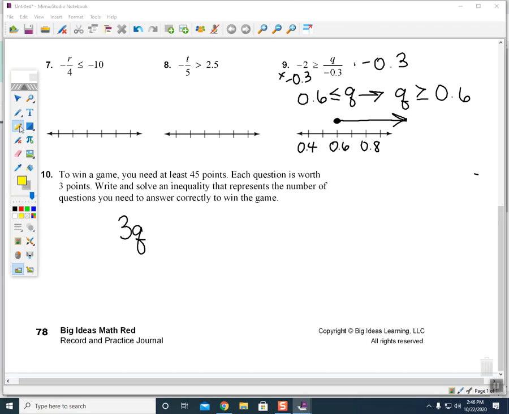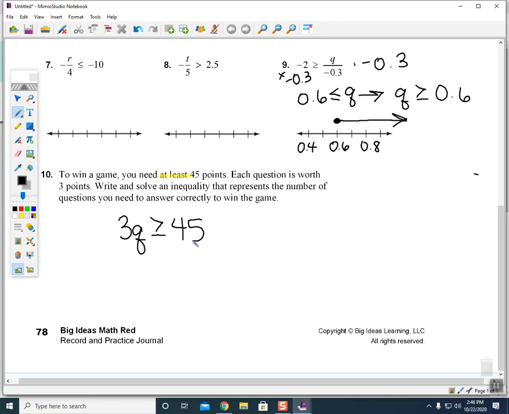I'm noticing the words at least. You should also be noticing the words at least. When I think of at least, that means that it's the smallest number that it can be. So to win a game, I need at least 45 points. So that means that however many questions I have times 3 points per question needs to be greater than or equal to 45. So my inequality is 3Q is greater than or equal to 45.